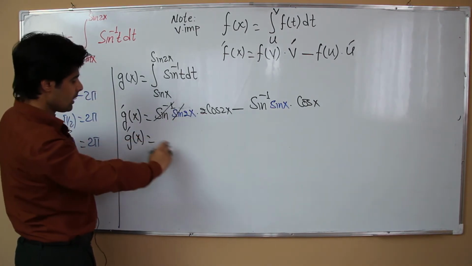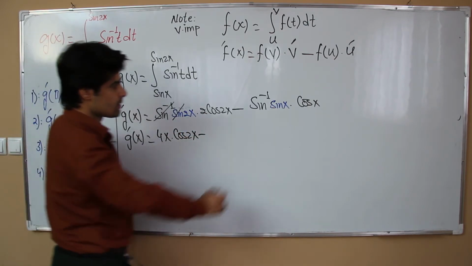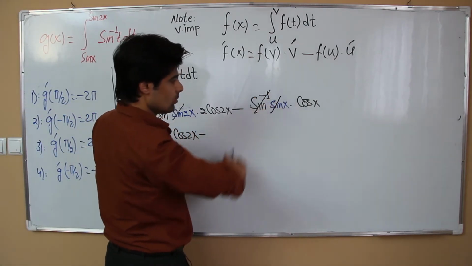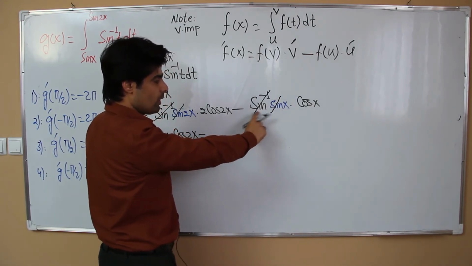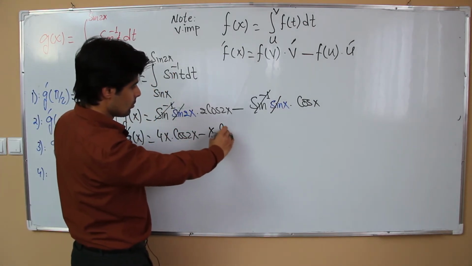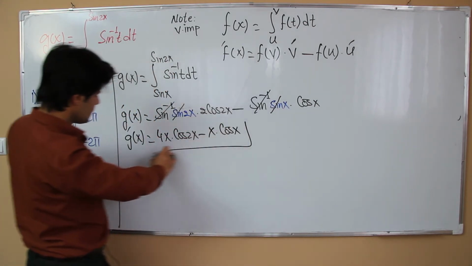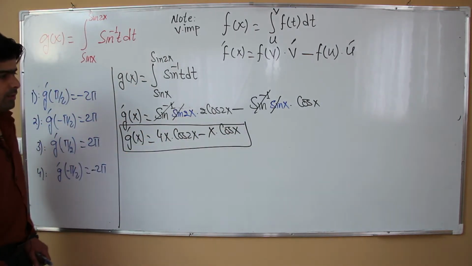2x times 2, it's 4x. Cosine 2x minus, we can cancel this one also. Why? Because we have a combination of a function with its inverse. Now we have x cosine x. This is the function which we find.